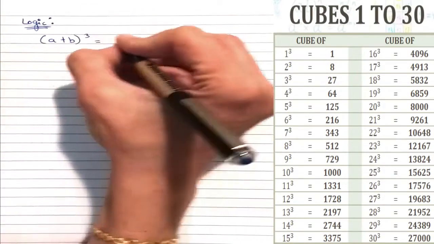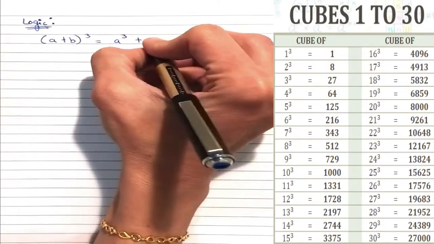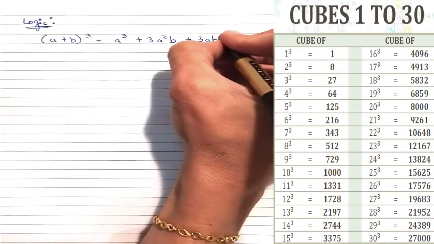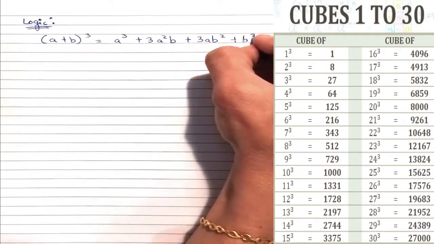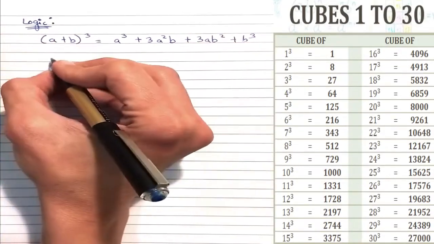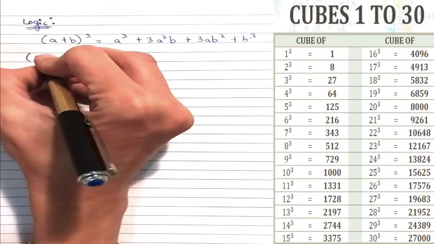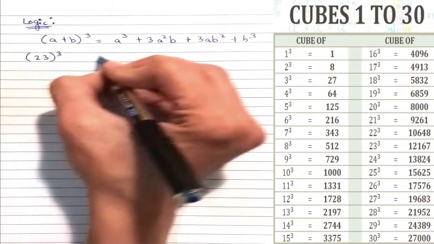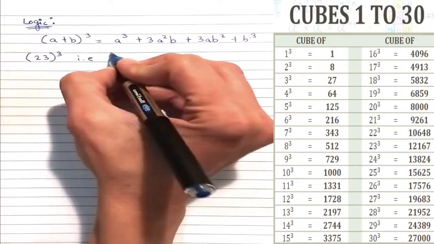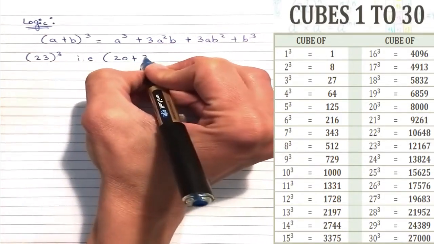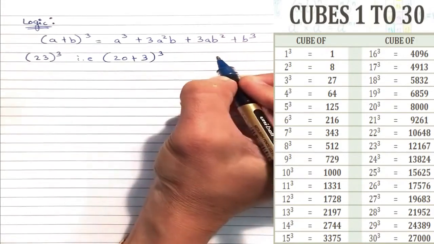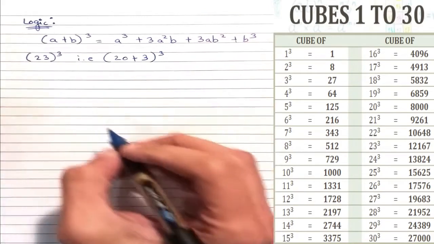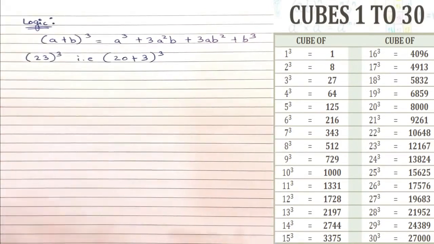Now let us understand the logic. For this we have used the formula (a plus b) the whole cube, which is a cube plus 3a square b plus 3ab square plus b cube. Now we will ask what a and b are in our question, which is 23 cube. So 23 can be written as (20 plus 3) the whole cube, right? So 20 is our a and 3 is our b.